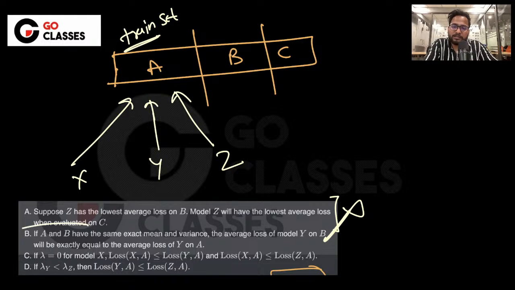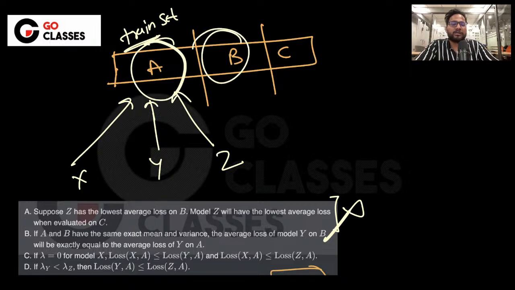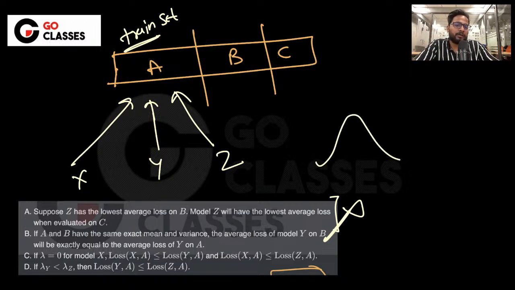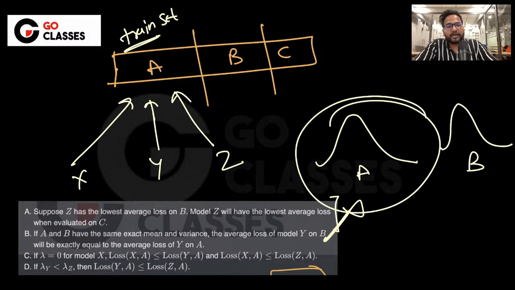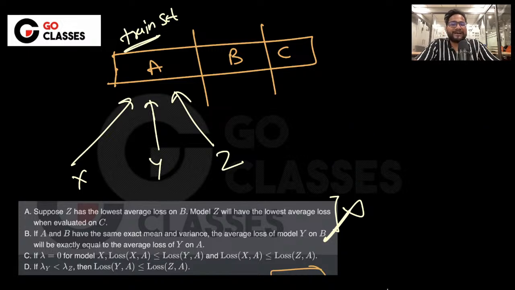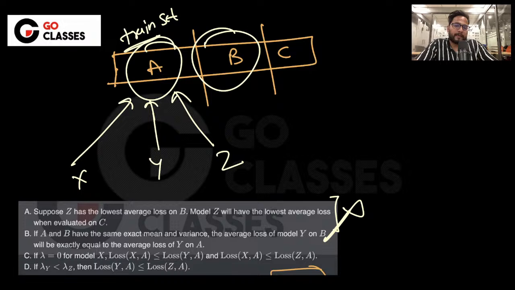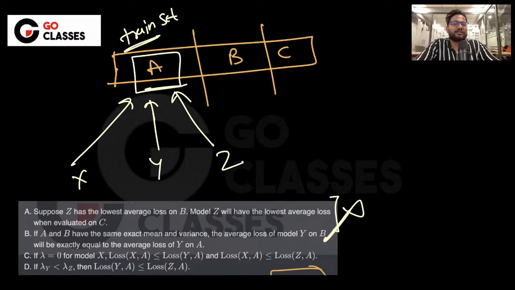Okay, now let's just see this. If A and B have exact same mean and variance, the average loss of model Y on B will be exactly equal to average loss. So basically they are saying A and B are having the same mean and same variance. These are two data sets following the same mean, same variance. A and B look the same in terms of mean and variance, right? But it is definitely possible that the data sets could be different, right? Having the same mean and same variance doesn't mean that the data set will also be the same, right?